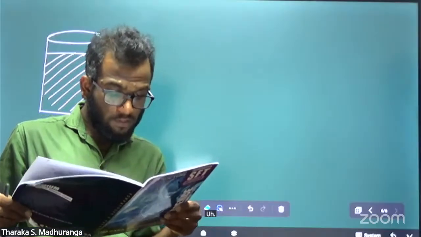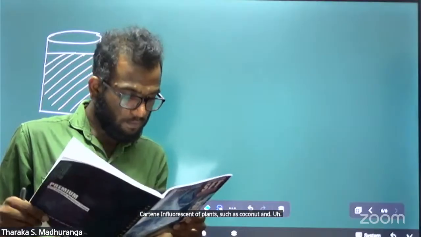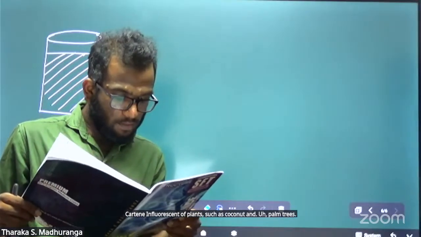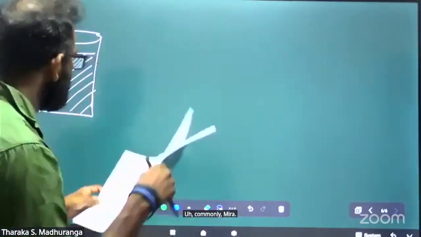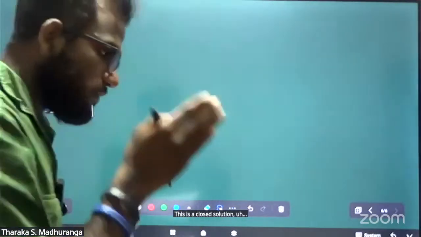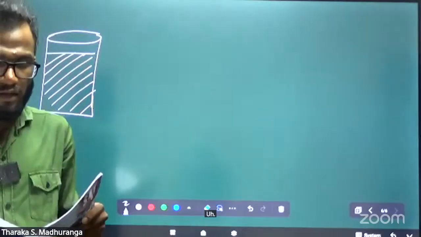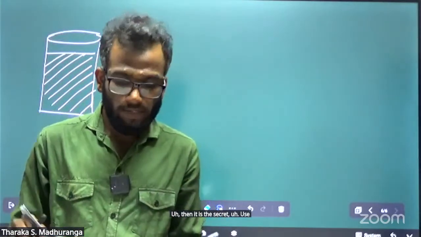Cutting the inflorescence of plants such as coconut and palm trees, commonly called mira. This is a sucrose solution. Cutting the inflorescence of the palm tree, like coconut or kitul, we can collect the secreted juice.